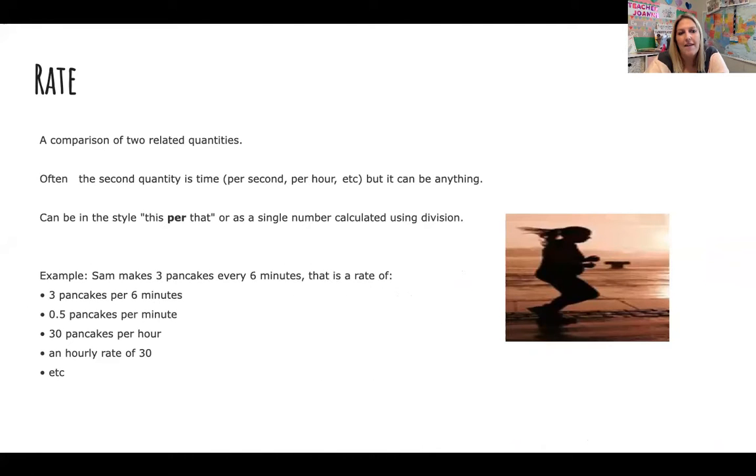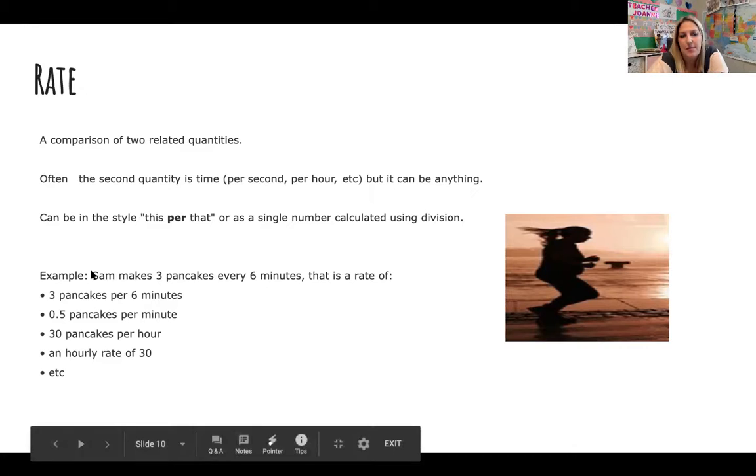All right. We have rate, a comparison of 2 related quantities, right? So the second quantity is usually time, and the first is usually what they are doing in that time. So you might say miles per hour. He is driving 30 miles per hour, okay? In an hour of time, the rate would be 30 miles that person is going to drive. It can be stated in that style or as a single number calculated using division. So what does that mean?